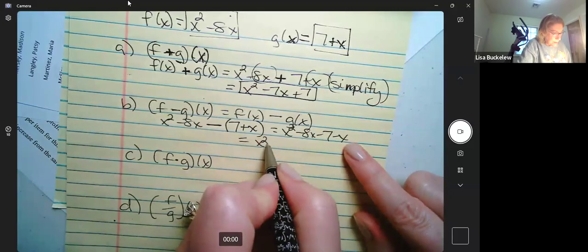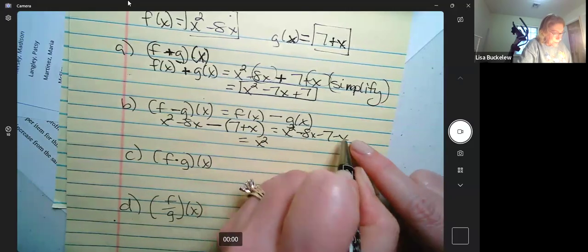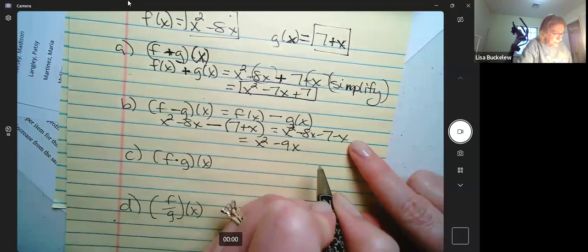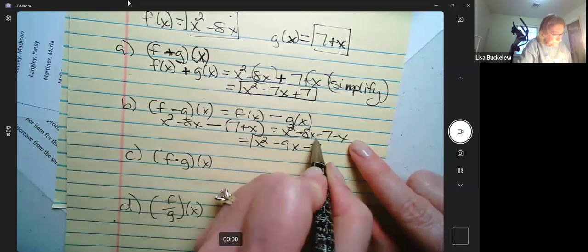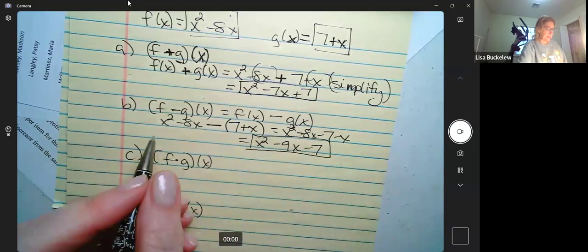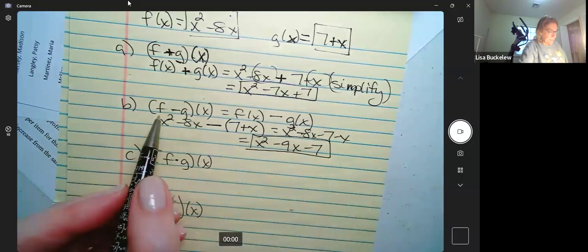I still have x squared, but now I have negative 8x minus 1x. So that'd be negative 9x, and then minus 7. So that's what you get when you subtract the g of x terms from the f of x terms.